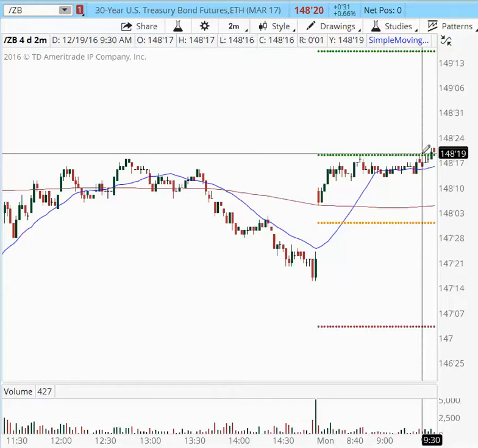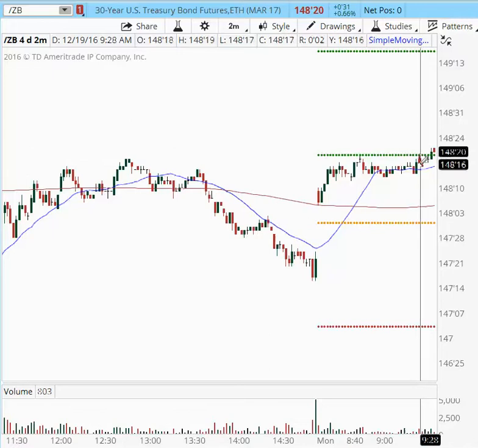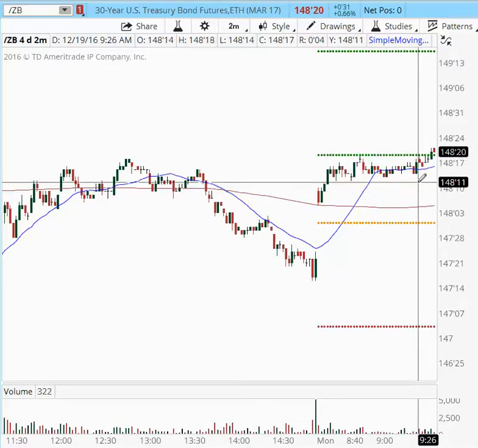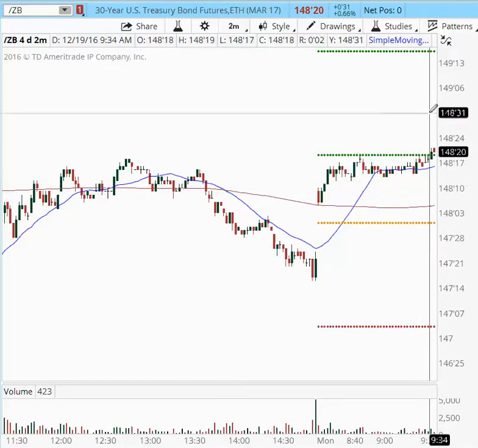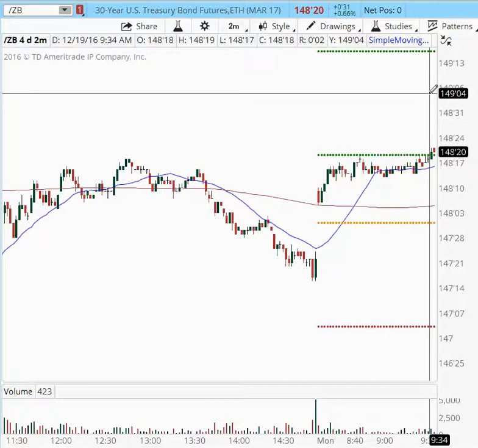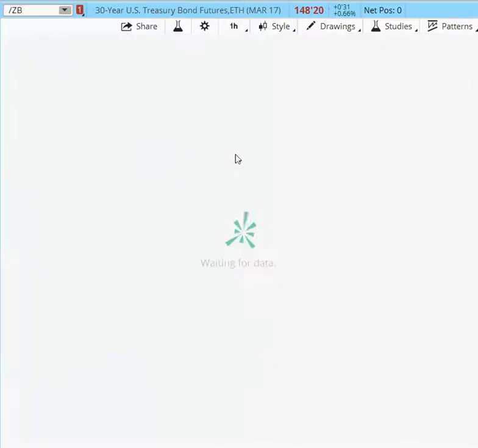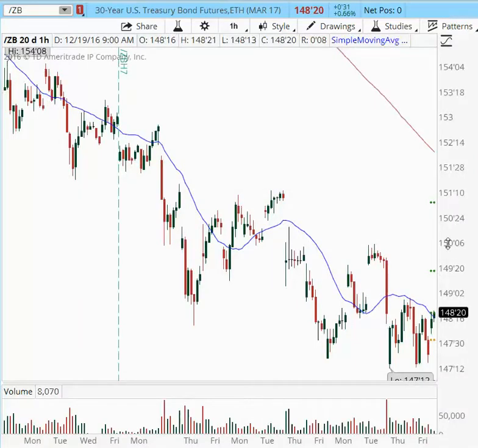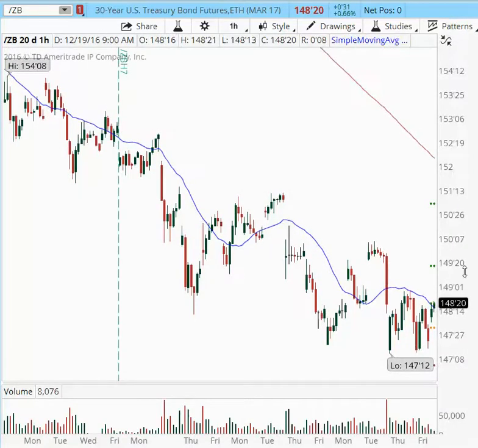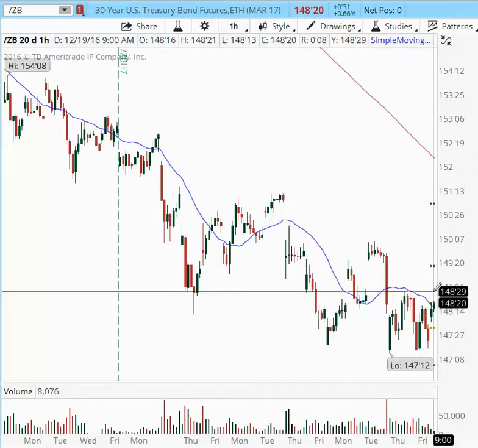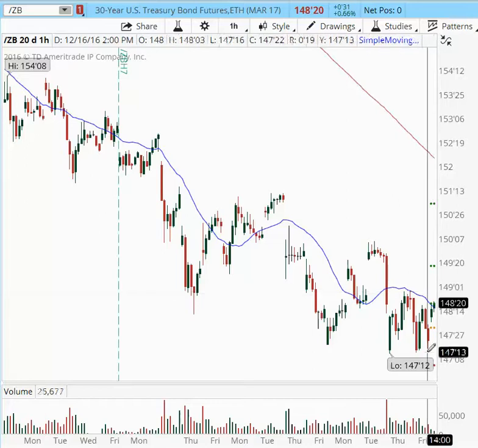We called it higher above 148.19, actually 20, and the stop is below 11, and we see targets into 0.31 all the way to 149 and 149.13. So let's move back to the hourly chart and let's see how we are trying to correct here and trying to actually form a bottom. Bottom formed.